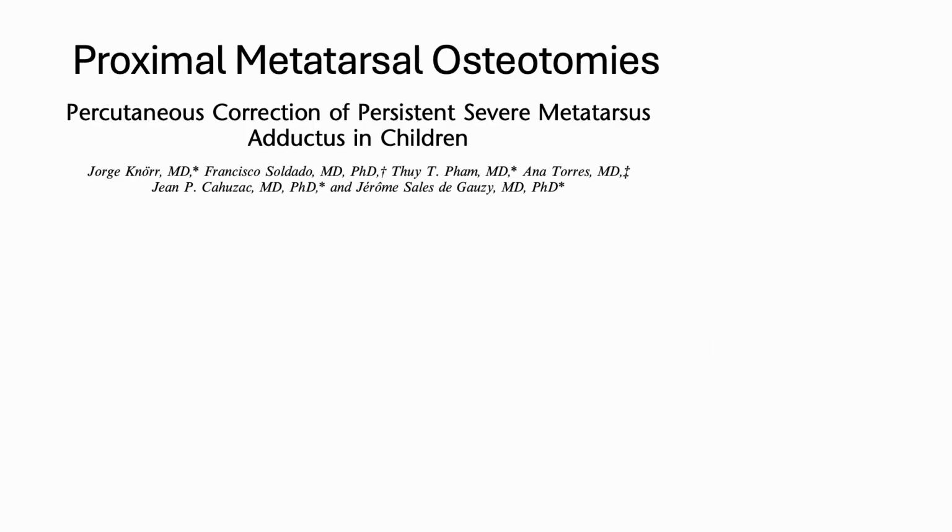Now, flipping to the evidence of proximal metatarsal osteotomies, I really like this paper. I learned a lot from this paper because it's a little older, and I learned a little bit of a new technique because I really never heard of this. But this one was severe metatarsus adductus in children, and it's percutaneous, so MIS surgery. So Journal of Pediatric Orthopedics in 2014. It's a level 2 study, so high quality evidence.